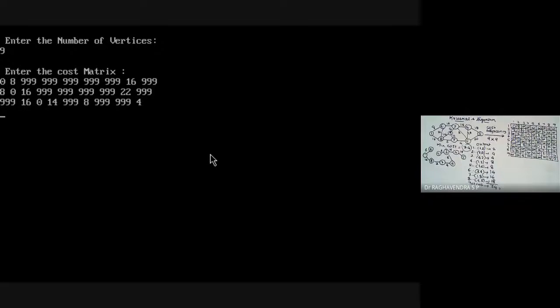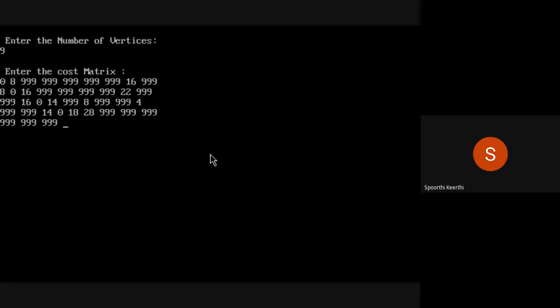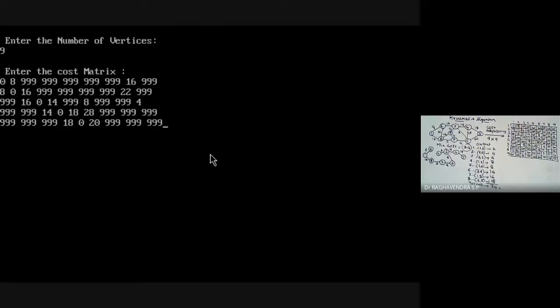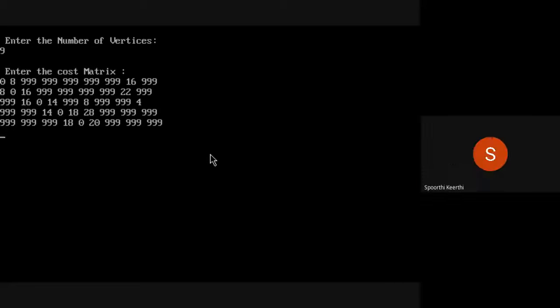Fourth row: infinity, 14, 0, 18, 28, infinity, infinity. Fourth row is over. Fifth row: infinity, infinity, infinity, 18, 0, 20, infinity, infinity, infinity. Next, sixth row: infinity, 8.